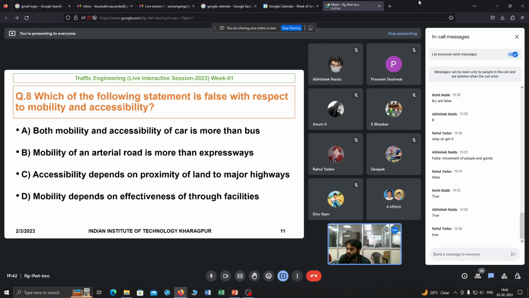Which of the following is false? Tell me. You have to tell. Just see how the mobility of a car compares with the mobility of a bus, which is more, which is less, and then what about the accessibility, right? Then what about an arterial road and an expressway, where speed is higher and accessibility is lower, right? Then what is accessibility itself? What do you mean by access to a particular land or maybe something else also? And what is mobility? Mobility means how fast you can travel. So tell me what is the false statement here?